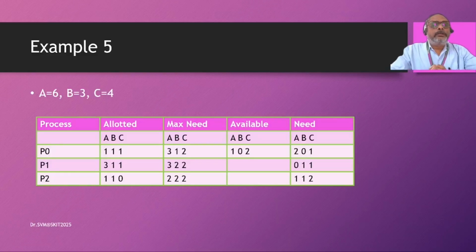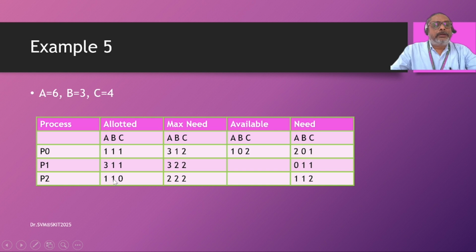Hi friends, let's continue our discussion with another example. In this case, we have three resources A, B and C with instances 6, 3 and 4 respectively. And in the current situation, we have three processes P0, P1 and P2, and these are the instances of A, B and C allotted to these processes, and these are the maximum requirements given by the processes for the three resources A, B and C respectively.